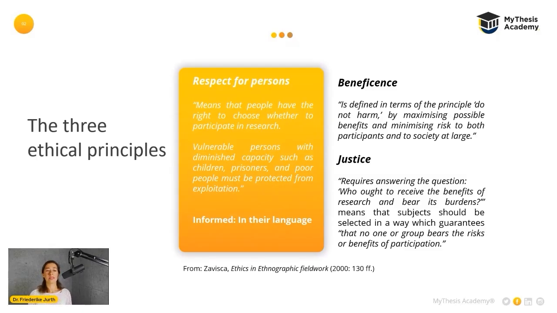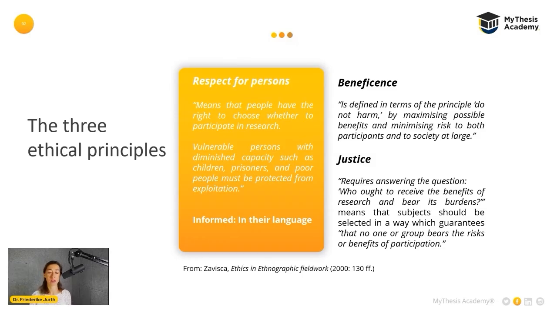Second, the beneficence. Beneficence is defined in terms of the principle do not harm, by maximizing possible benefits and minimizing the risk to both participants and to the society at large. This is the second main principle.